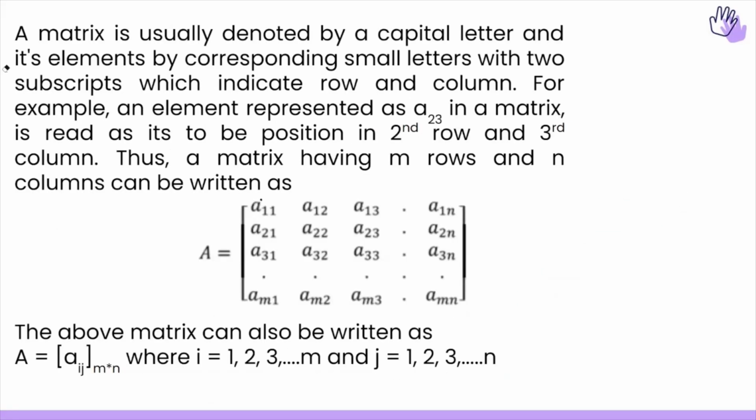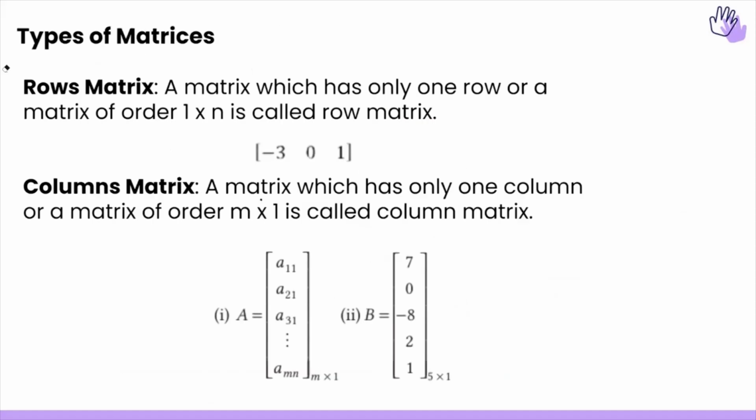So coming to the types of matrices. The first type of matrix is the row matrix. A matrix which has only one row, or a matrix of order 1 by n, is called a row matrix. So this is a row matrix here. Why? What is the number of rows you have here? Only one row. How many columns? Three columns. So this is also a row matrix, because it has only one row and two columns.